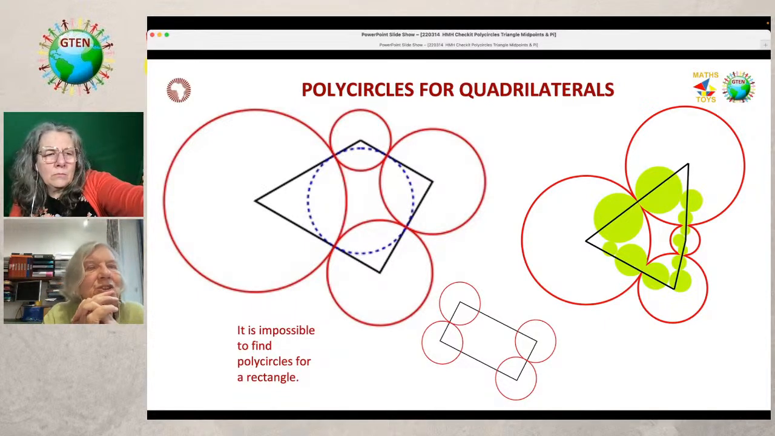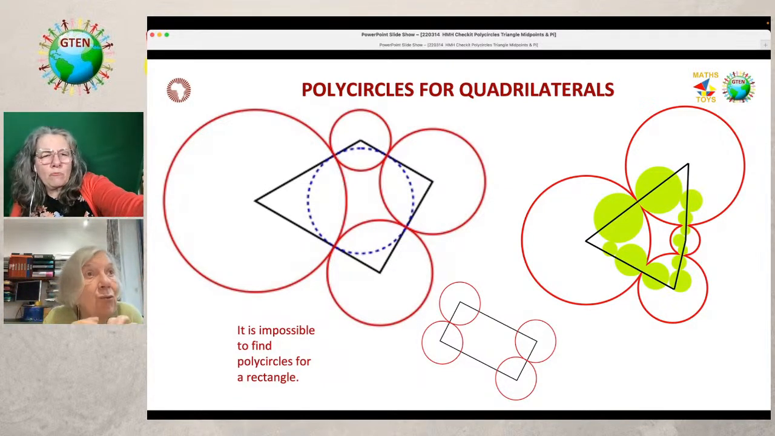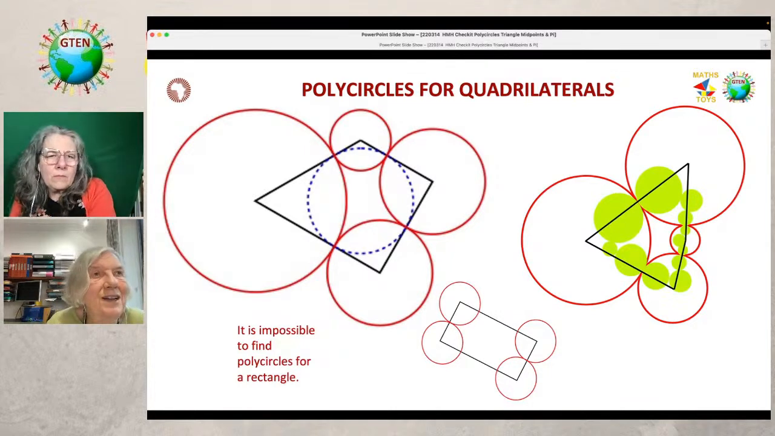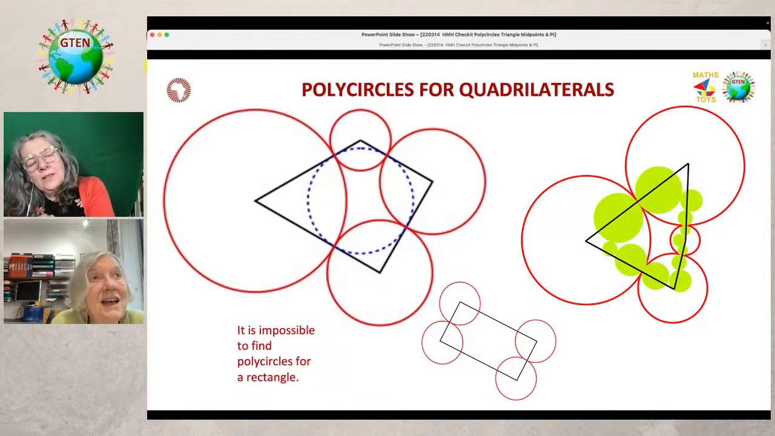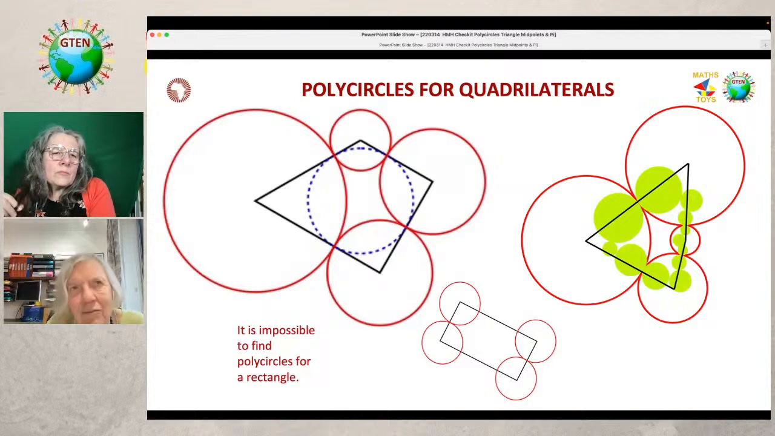The nice thing about it is that if you can find the polycircles, you will have an inscribed circle as well. So you can do the balloon test. If it works, you'll get a balloon that will touch all the edges. But if it doesn't work, oh my goodness. Isn't that a really nice way of seeing it? It's not beyond school maths to prove it, but we haven't got time.